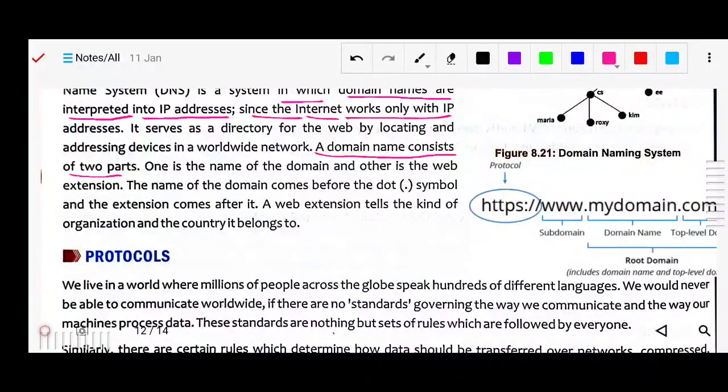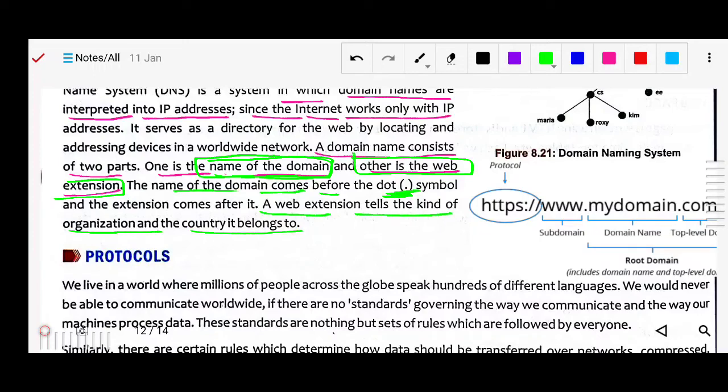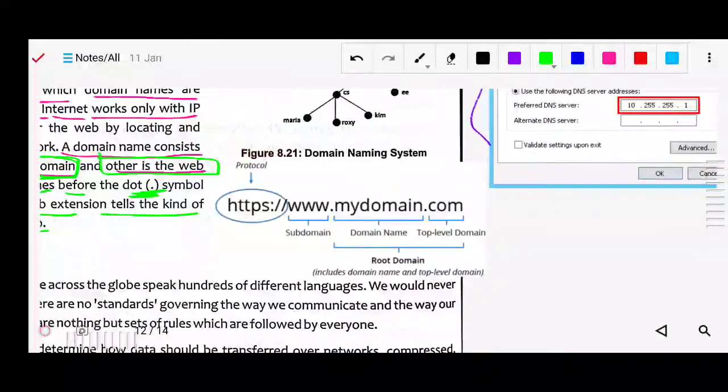A domain name consists of two parts: the name of the domain and the web extension. So the domain name is very important. The first part is the name of the domain, and the second part is the web extension. The name of the domain comes before the dot. A web extension tells the kind of organization and the country it belongs to, like com, in, and so on.